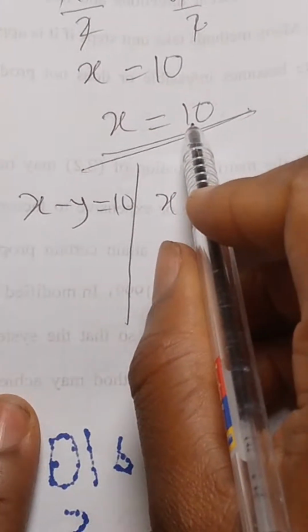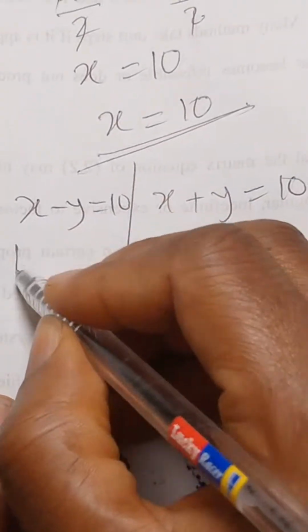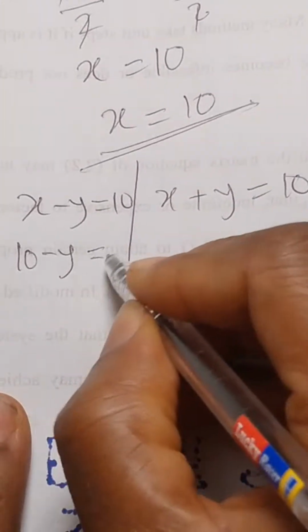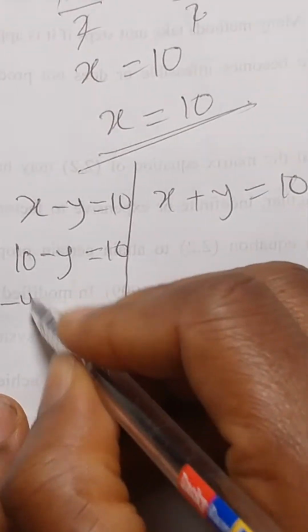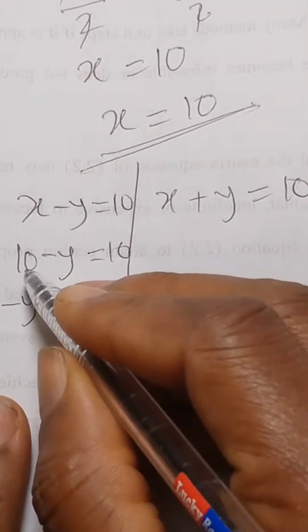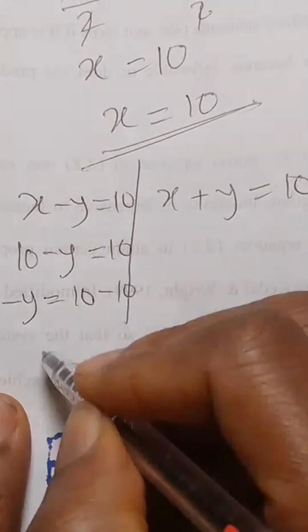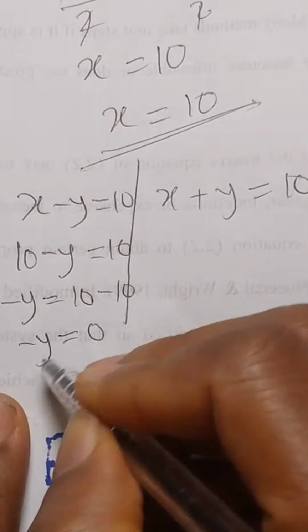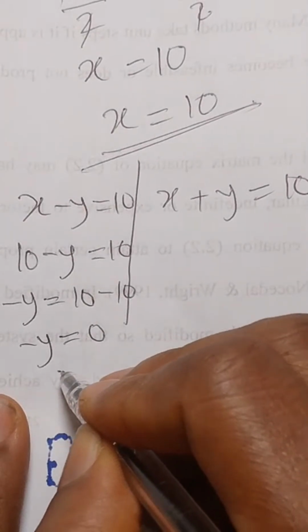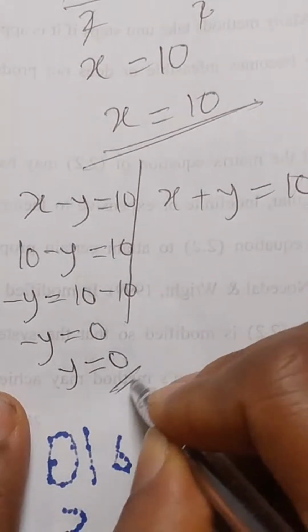Now here we have x as 10, so 10 minus y equals 10. So minus y is equal to 10 minus 10. When this positive 10 crosses the equal sign, it becomes negative 10. So minus y is equal to 0. Multiply both sides by minus 1 and we have y is equal to 0. You see, y is 0 here.